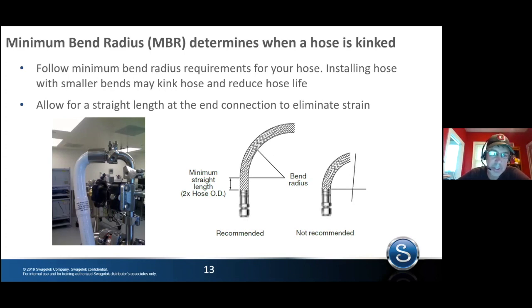However, doing something like you see in this picture can cause the end connection to separate, and that's a very dangerous failure mode, because it's a large burst. It's a lot of flow. It's a lot of hose whipping around, and it can be very dangerous. So we always say, make sure the hose has enough length so that it can be straight when it comes out of the end connection for 2 ODs, two outside diameters. It's a much safer way to route a hose.